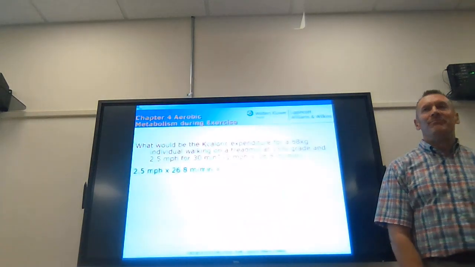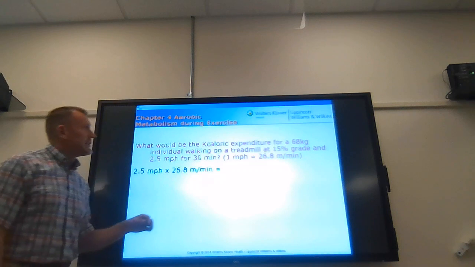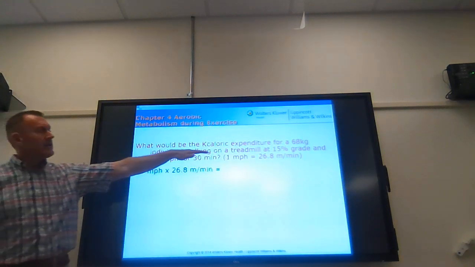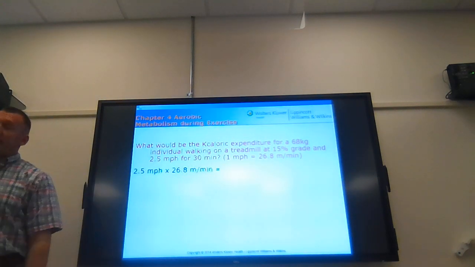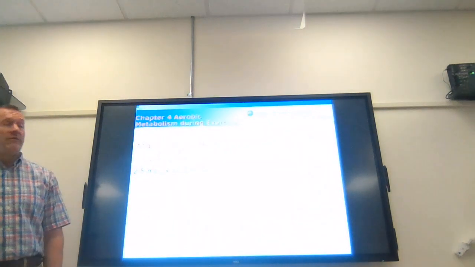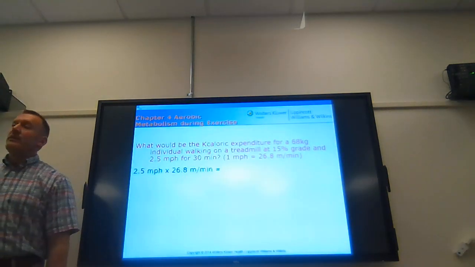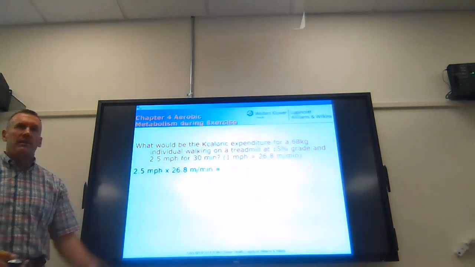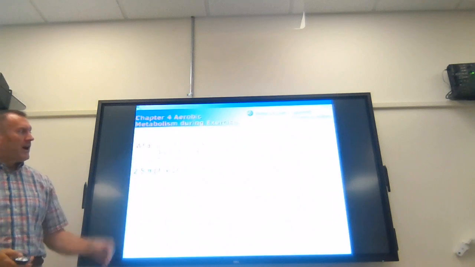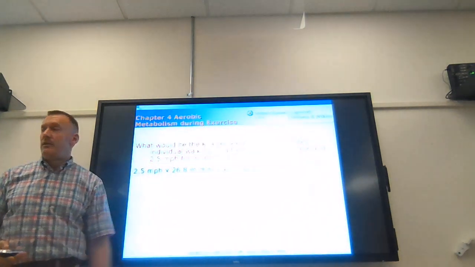Okay, more practice. What would be the caloric expenditure for a 68 kilogram individual walking on a treadmill at 15% grade? So we're going up in grade, we're going down in speed: 15% grade, 2.5 miles per hour for 30 minutes. So again, let's walk through it. 2.5 multiplied by 26.8, there's your speed.